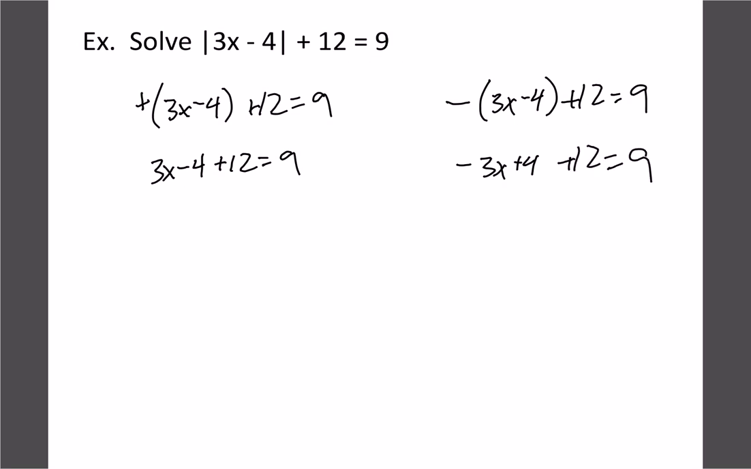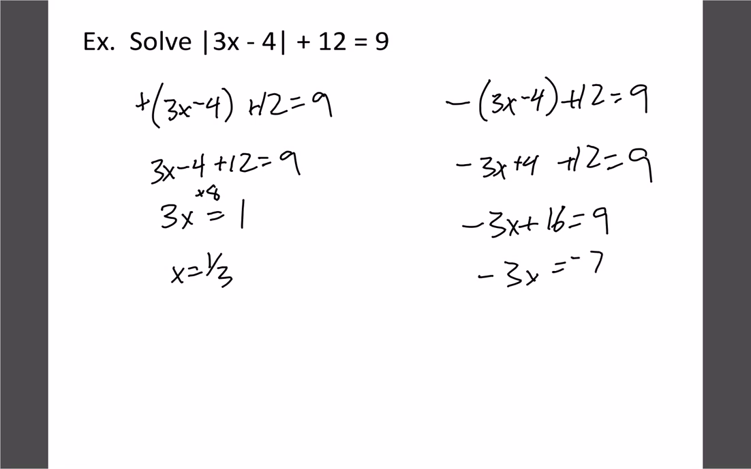We could have brought the 12 over right away to make it negative 3, which is totally fine, but let's try it this way. So if we solve this one, we get minus 4 and 12 would be 8. Bring that to the other side, that would give us 1. So we would get x equals a third. If we get the other equation, we'd have 16. Bring that to the other side, we get negative 7. Divide those out, we get 7 thirds.